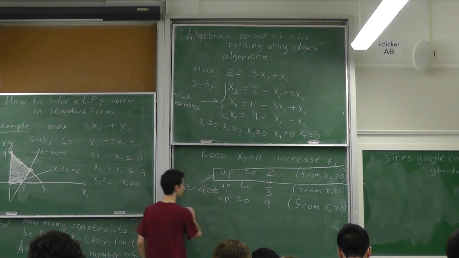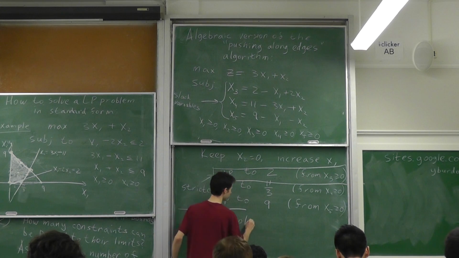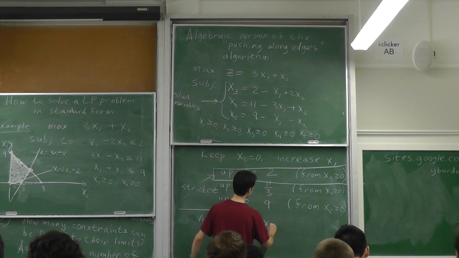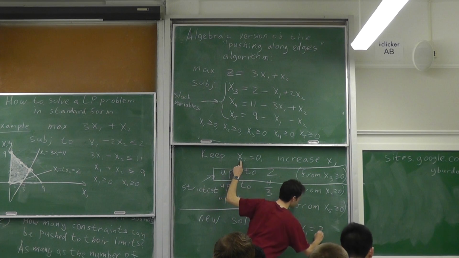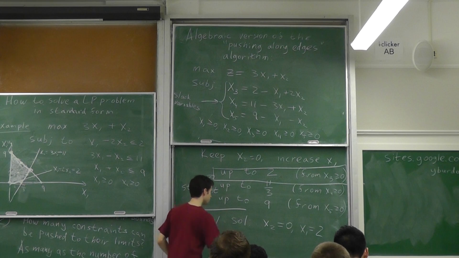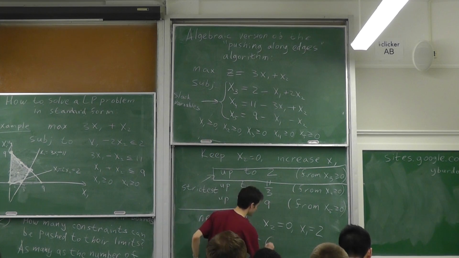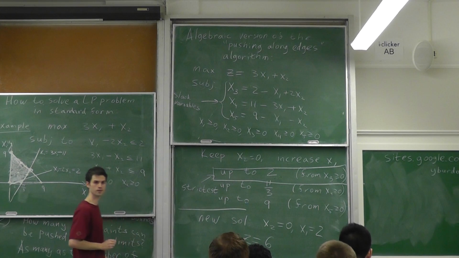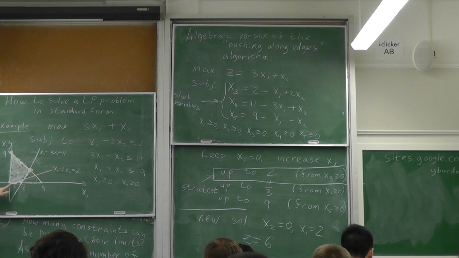Well, in my new attempt, the new solution will be x2 equal to 0, x1 equal to 2, and, well, I did increase the value of z. z is now 6. So I pushed from this point all the way to this point, 2, 0.